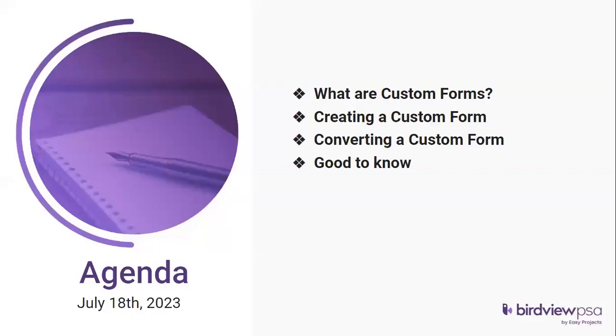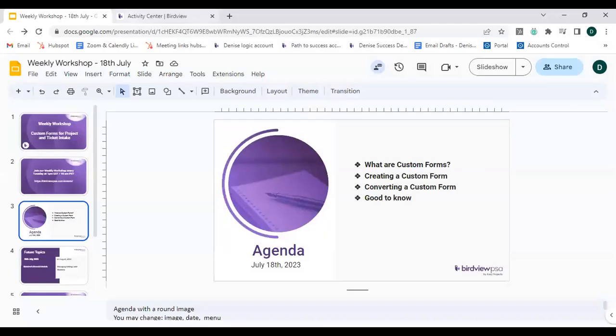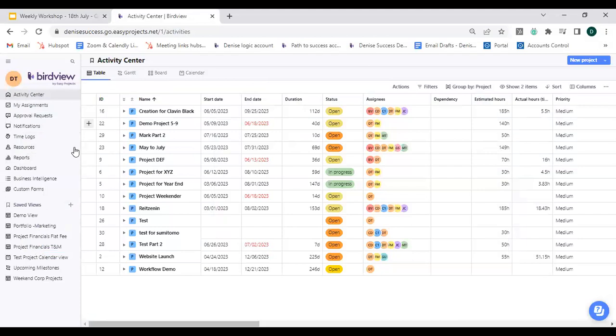Our topic for today is custom forms for projects and ticket intake. So we'll start off with learning what a custom form is and what it is used for, and also how you can create one in the system. We'll then learn how to convert a form to a project. And finally, we'll go through a few points that are good to know in order to use custom forms with the greatest efficiency. All right, so I'm just going to jump on over here to my demo account.